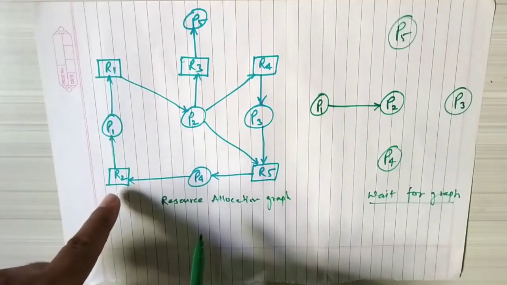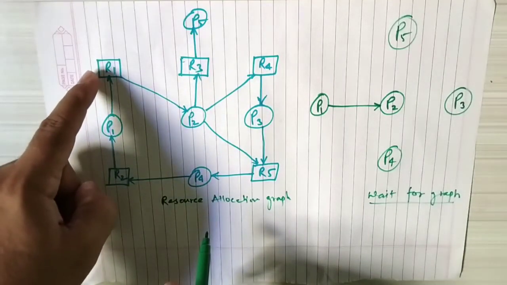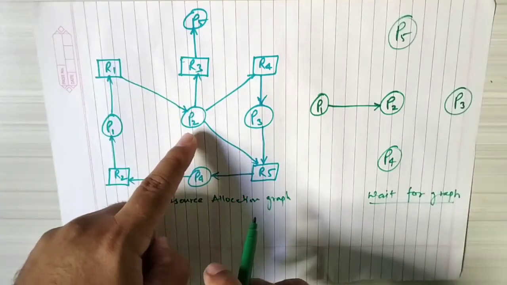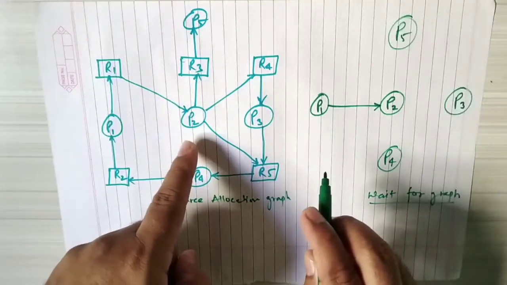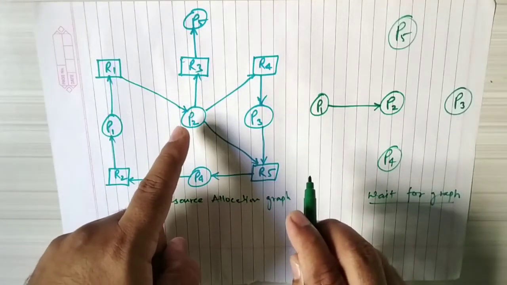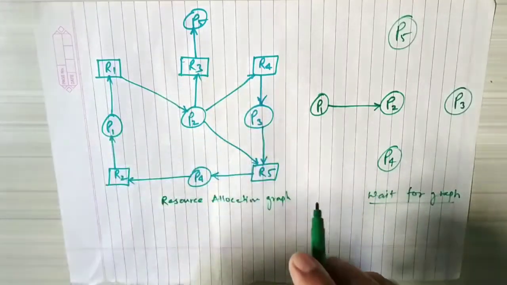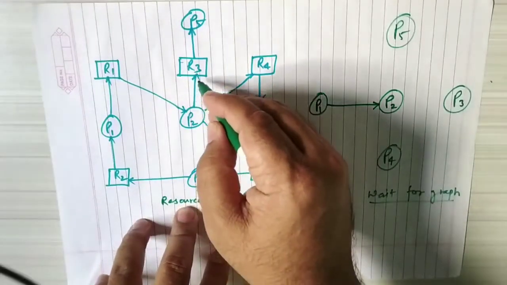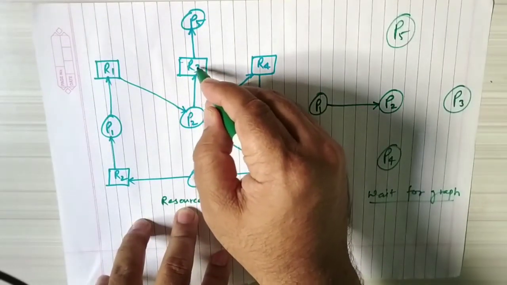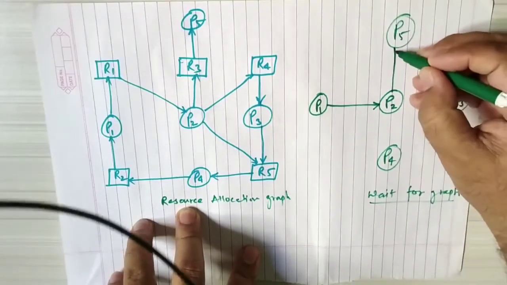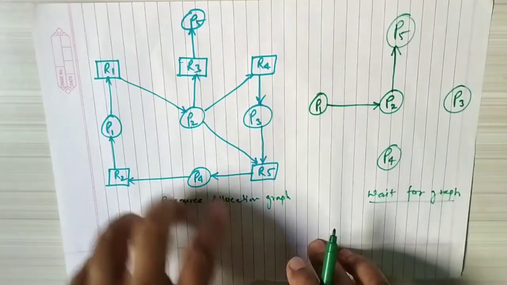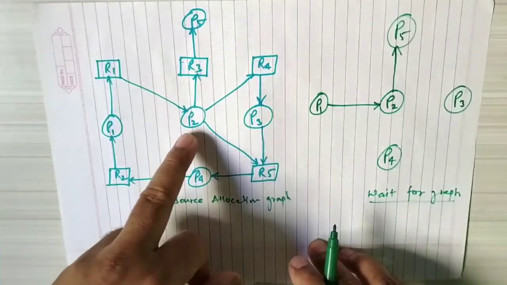P1, which is holding R2 and is waiting for the resource R1, which is being held by P2. P2 is holding resource R1 and waiting for P5 also. We are waiting for the resource R3, which is being held by P5. So indirectly we can draw the line from here in this direction. Okay, so we are done with P2.